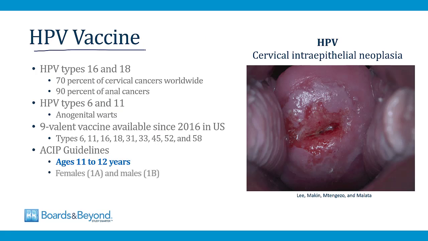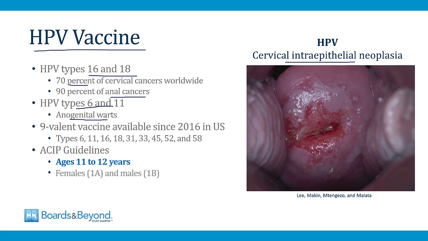The HPV vaccine protects against human papillomavirus, which is a sexually transmitted infection. In women, it can cause cervical intraepithelial neoplasia and eventually cervical cancer. It can also cause anal cancer in both women and men. HPV serotypes 16 and 18 cause 70% of the cervical cancers worldwide and almost all of the anal cancers worldwide. And then types 6 and 11 are the types that cause anogenital warts.